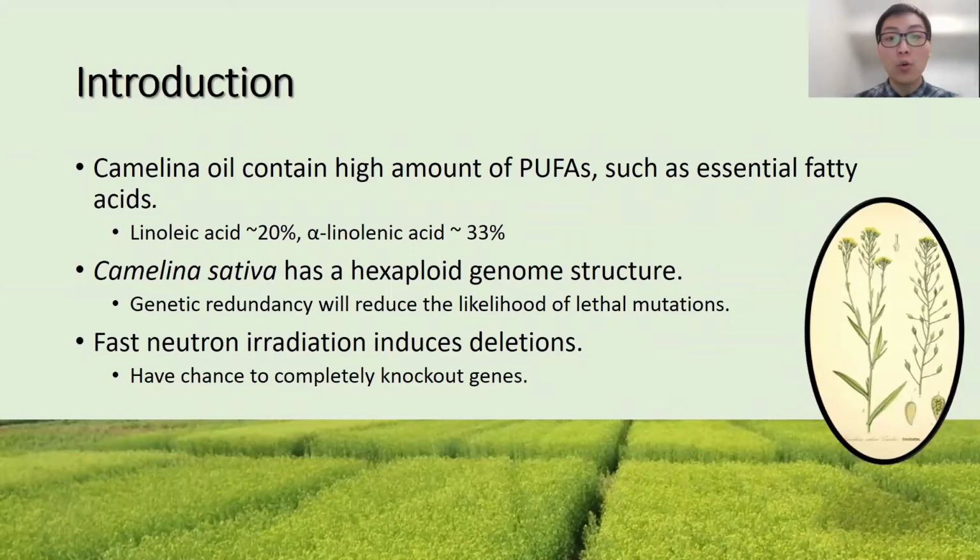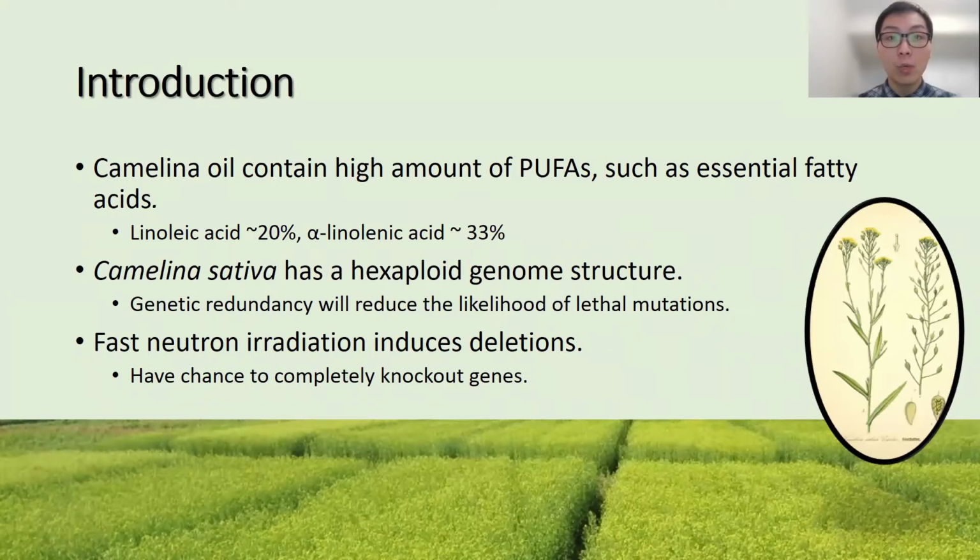For camelina oil, the most amazing part is it contains a very high amount of polyunsaturated fatty acids, such as essential fatty acids like linoleic acid and alpha-linolenic acid, which make up about 20% and 33% of the total oil content, respectively. And Camelina sativa has a hexaploid genome structure. It means Camelina has 3 subgenomes, and this genetic redundancy will reduce the likelihood of lethal mutations.